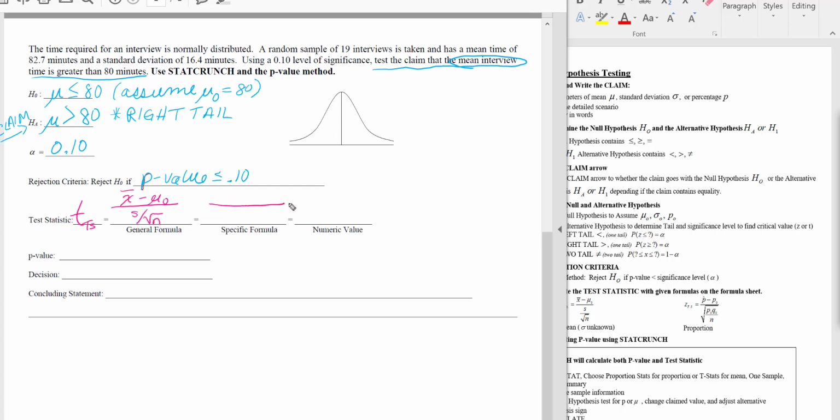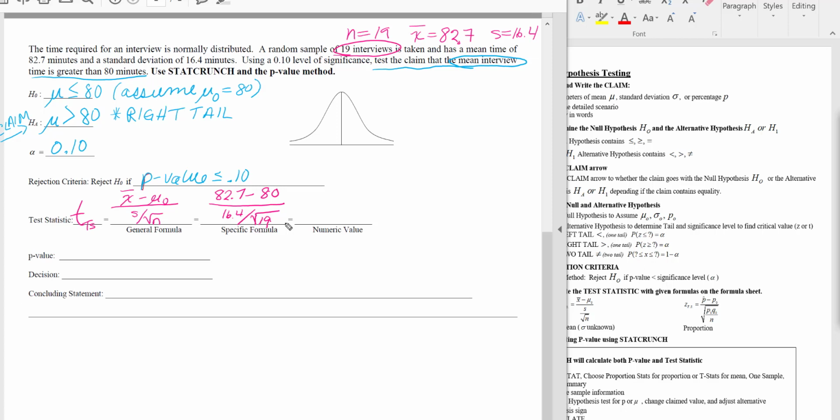So in this problem, let's look at these numbers. It says that the sample size is 19, so n is 19. Our sample mean from those 19 is 82.7 minutes for an interview. And the standard deviation is 16.4 minutes. So that means x bar, we take 82.7 minus our claimed mean of 80 minutes, all over s, which is 16.4, divided by the square root of our sample size, which is 19.